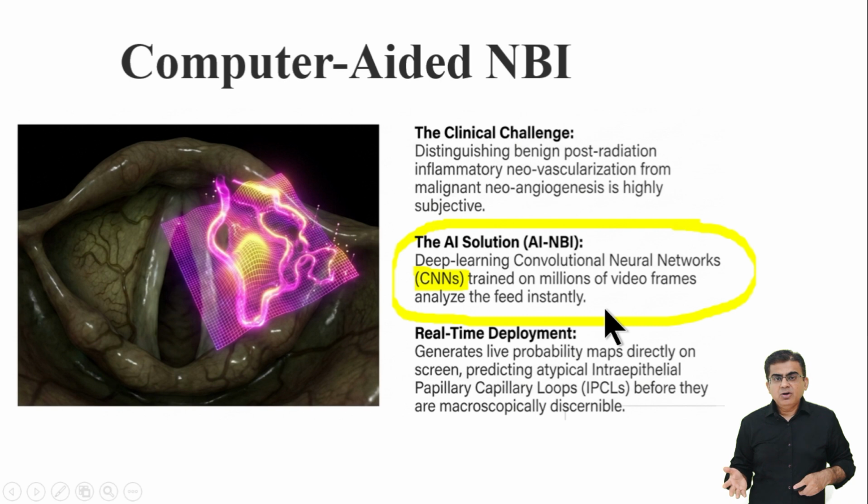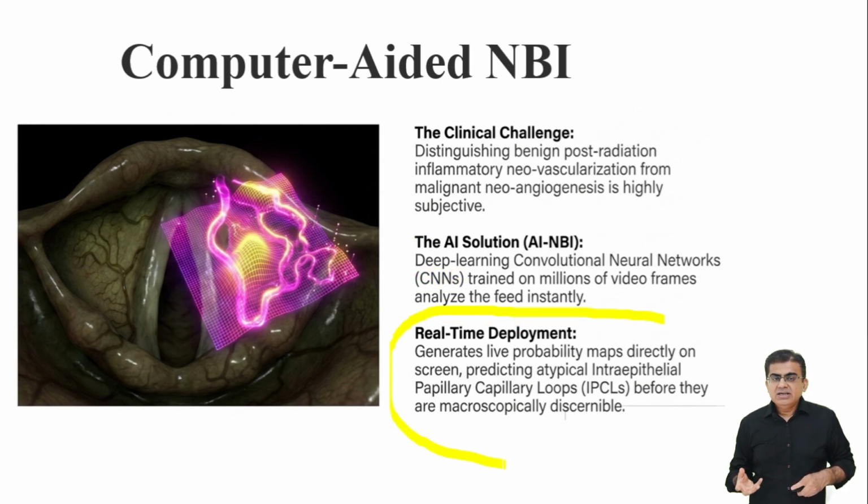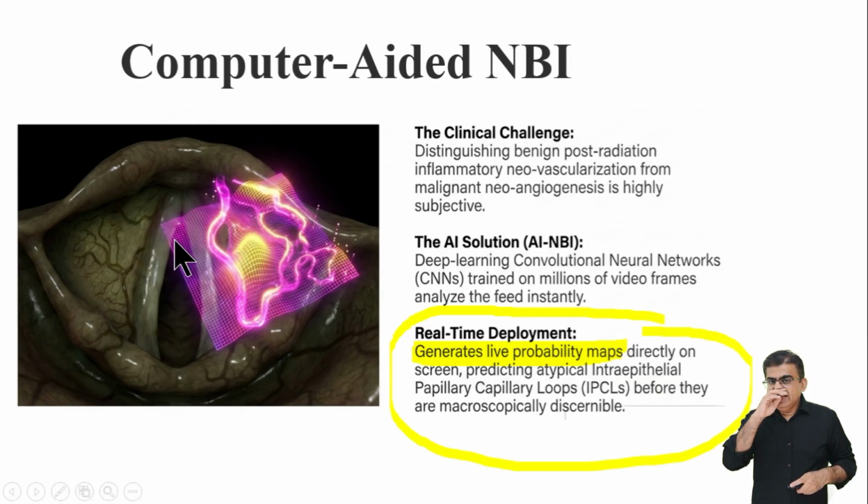Look at the real-time deployment section at the bottom right. During the live operation, this AI system instantly analyzes our endoscope video feed. Now carefully look at the glowing digital map overlaid on the vocal cord on the left side of your screen. The AI actively draws this live probability map directly on our surgical monitor. It highlights exactly where the dangerous atypical blood vessels are hiding.